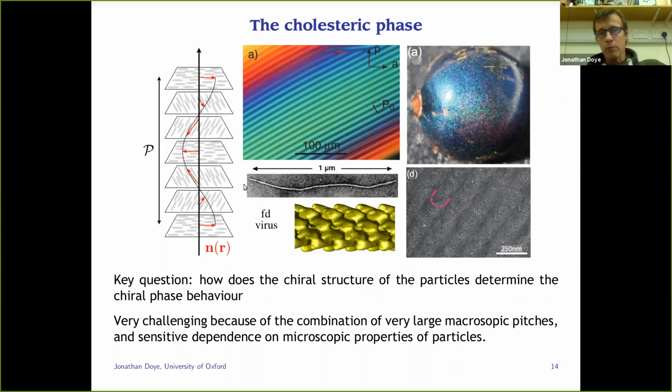So this is, for example, fd virus, and this is the chirality of the surface of fd virus. To capture this over these length scales is impossible in simulations. So I won't go into the details, but we used a classical density functional theory, where we're looking at the cholesteric phase of DNA origamis, and we used the oxDNA potential to look at the virial integrals, the pair integrals between two randomly oriented DNA origamis. But that's still computationally very challenging, and I won't go into the details of that.